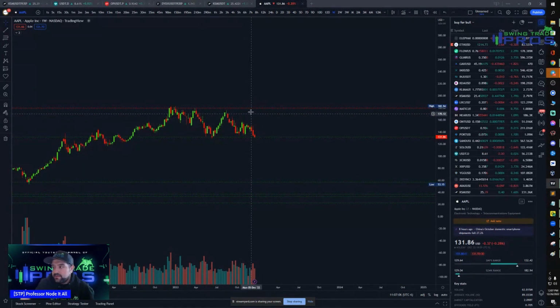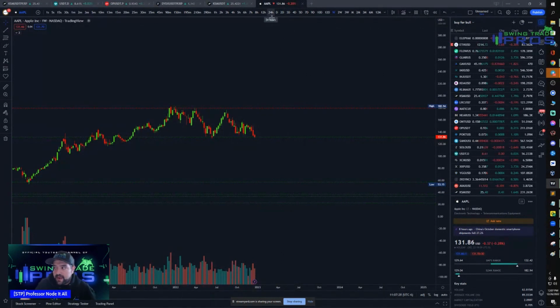Okay. So support and resistance, it's pretty clear. We have a top here around $180. And we have a major support level here at $131.50, give or take maybe down to $130, right? We have this wick right here. So for all intents and purposes of this video, we'd be looking to buy Apple here.